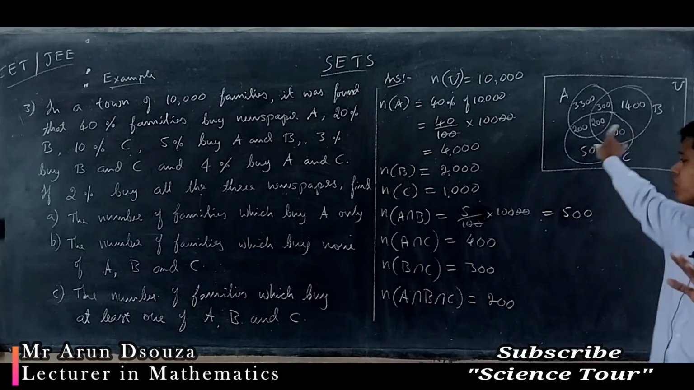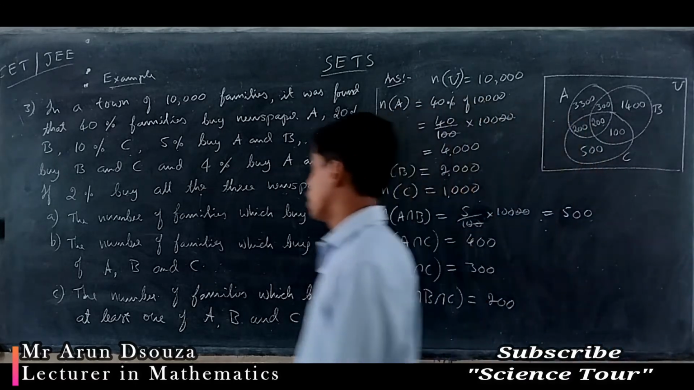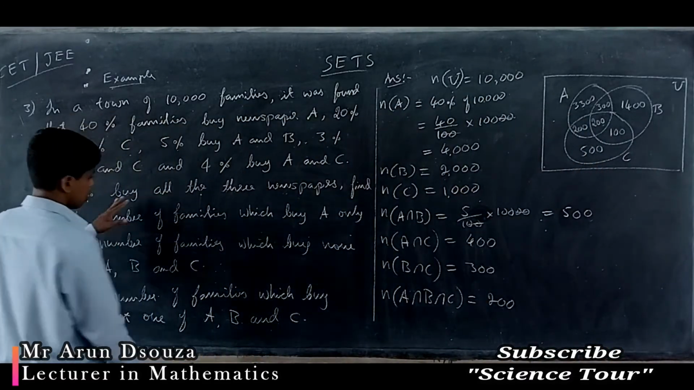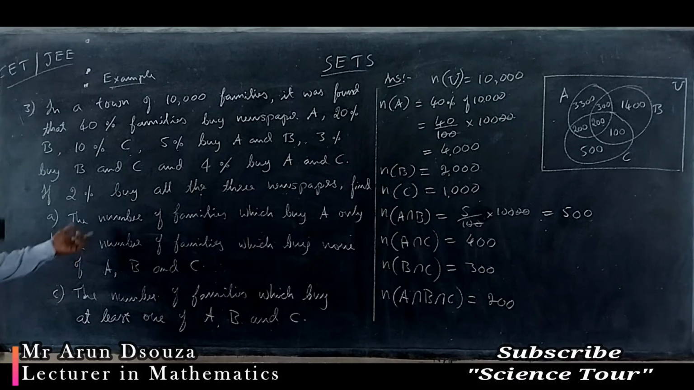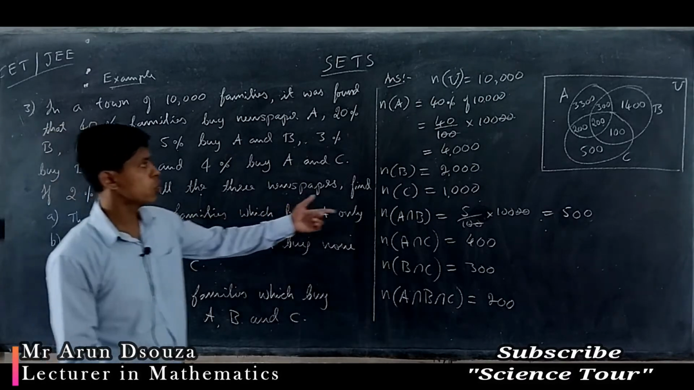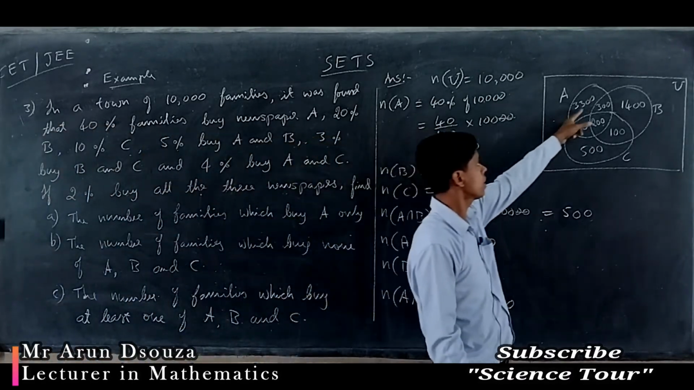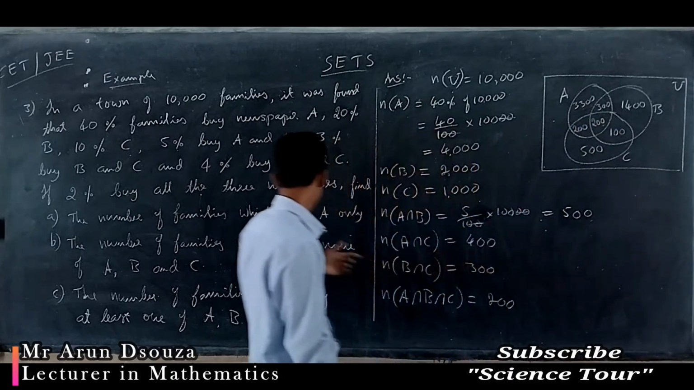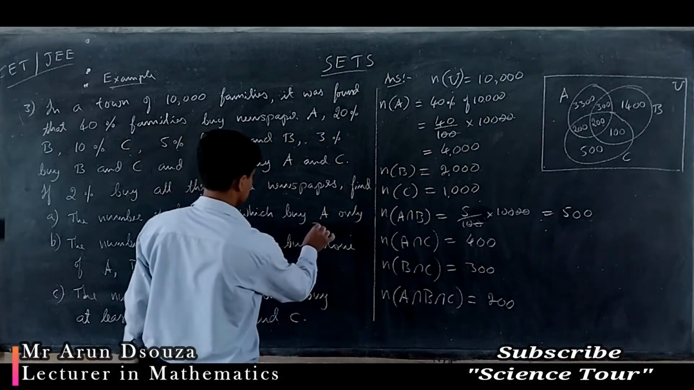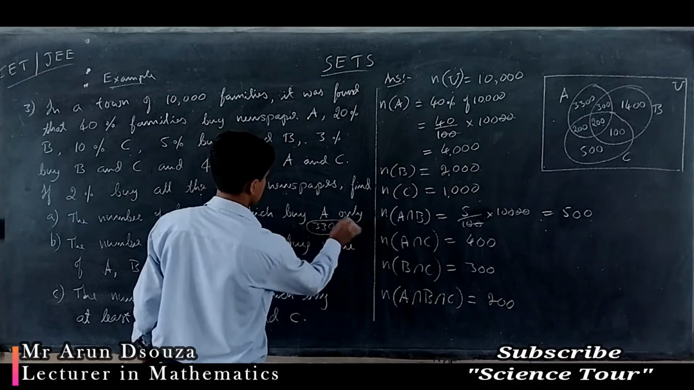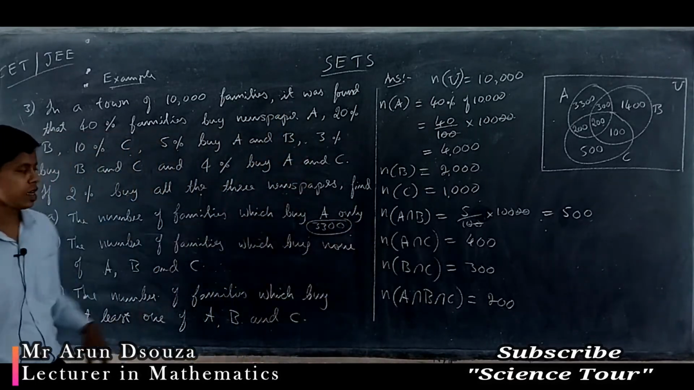So you have everything at your disposal. Now you can answer all the three questions. Okay, so the number of families which buy A only is 3,300. First answer. This is 3,300 directly from the Venn diagram.